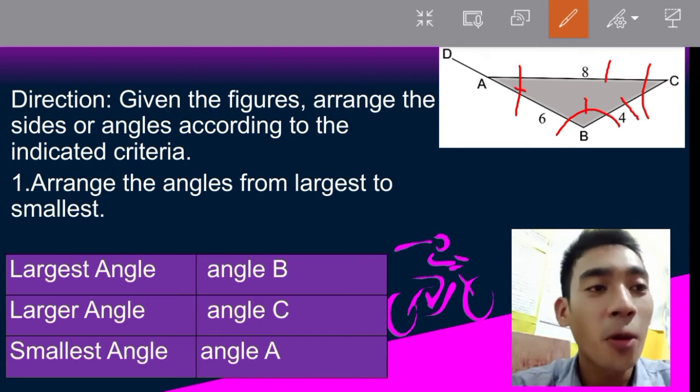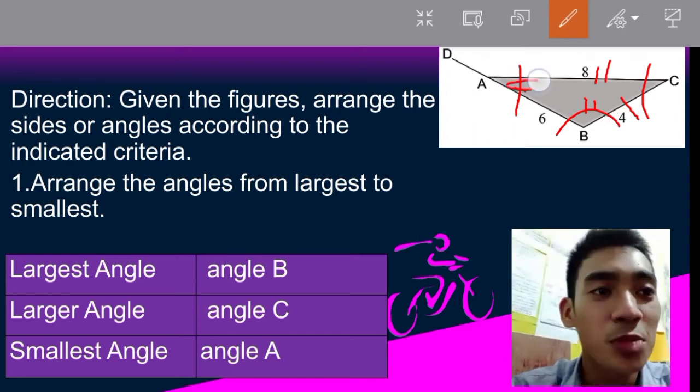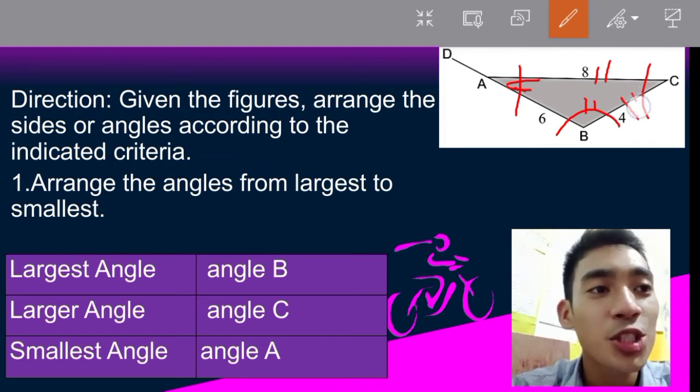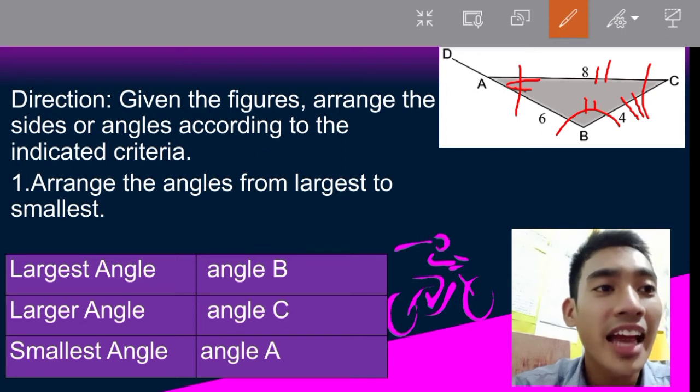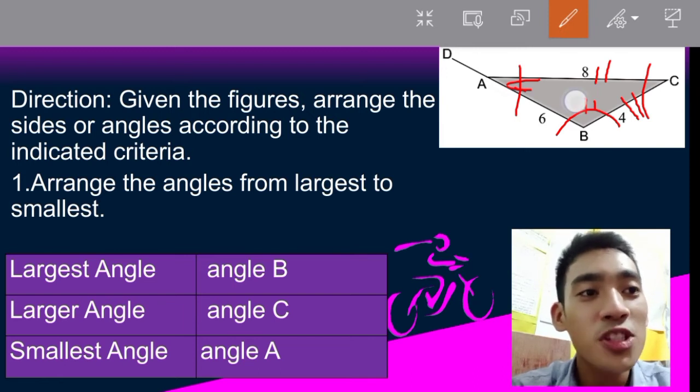Again, the opposite of the largest angle, B, is the longest side, which has a unit of 8. While the opposite of the smallest angle here is angle A, the opposite of it is the shortest side, that is line BC with a unit of 4. So we can say from this activity that the opposite of the largest angle is the longest side, while the opposite of the smallest angle is the shortest side.